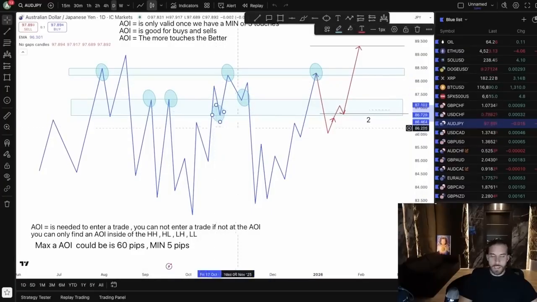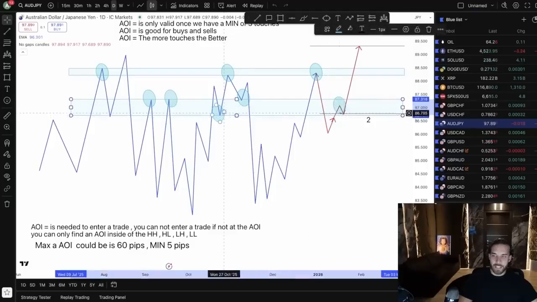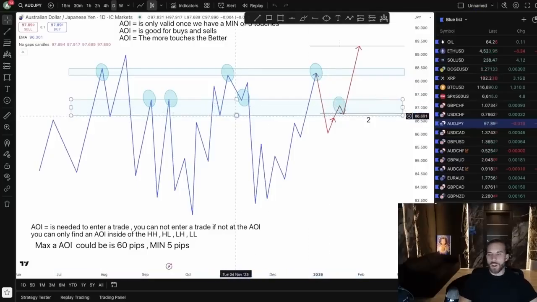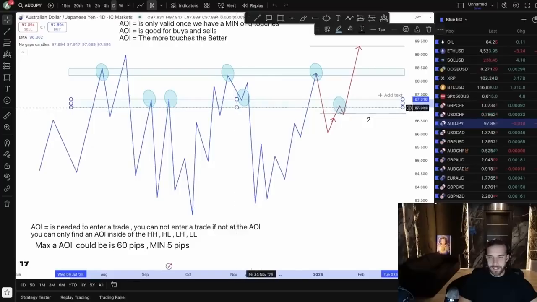Could we do that? Sure. But personally, I would much rather have this zone be as tight as it possibly could be. I wouldn't want to stretch it out to have more touches. I would rather make it just be tight. The tighter, the better, and the more respected it's going to be. So here we have 1, 2, 3, and 4. That right there is a valid area of interest.